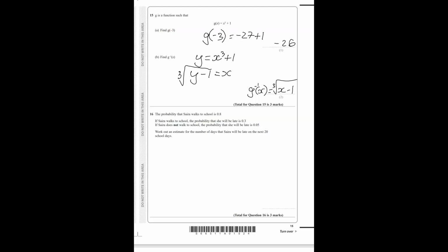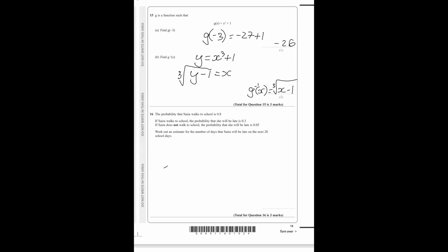Now, Sarah walks to school, so we've got walks to school, doesn't walk to school. If she walks to school, the probability she will be late is 0.3. If she does not walk to school, the probability she will be late is 0.5. Work out an estimate for the number of days that Sarah will be late on the next 20 school days.